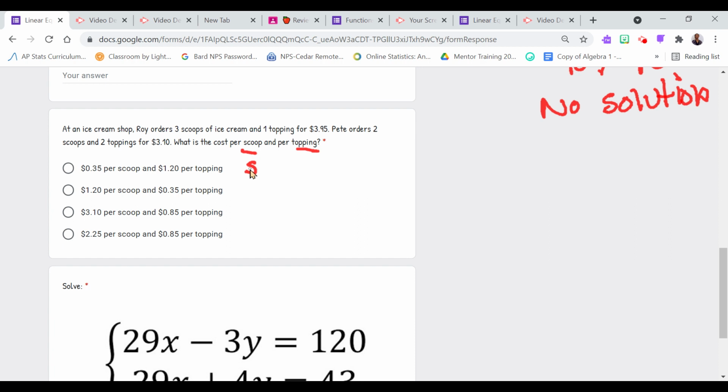I'm going to let my scoops be S and my toppings be T. Why not? You can use an X and Y if you want, but I'm just going to go with what I have. And I'm going to write expressions for what I'm given. So let's start with Roy. He said 3 scoops, so 3 times S and 1 topping plus T. And he paid $3.95. And then Pete, let's see, he had 2 scoops, so 2S plus 2 toppings, 2T. And he paid $3.10.